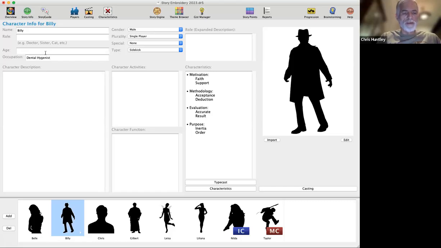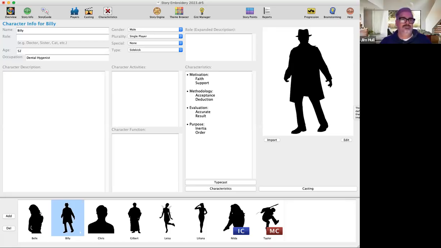Billy's a male, but how old is he? Anything you want. Okay, maybe 52. That sounds fine. Okay. So he's lived enough to be everybody's buddy. He's been through lots of things. Exactly. Okay, Jim.